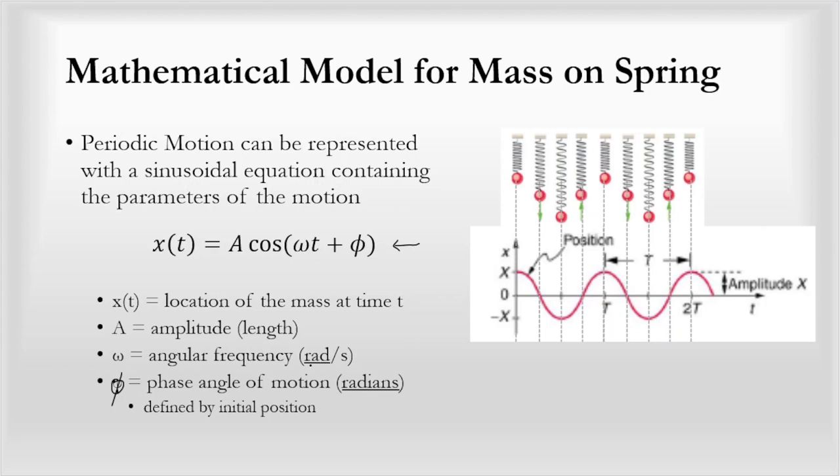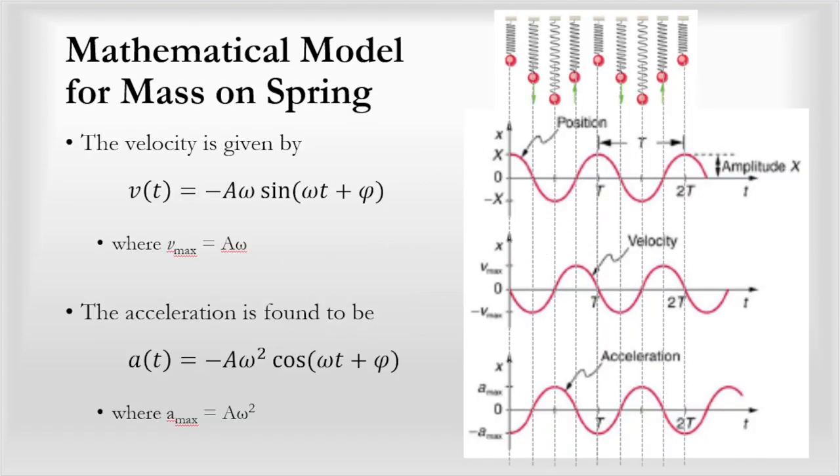We want the angle in radians. We're not going to use degrees in here. So when you're doing calculations and you're trying to find cosine of something with simple harmonic motion, make sure that your calculator is in radians. We need radians in there. Again, we can take the derivative and the second derivative to get the velocity and the acceleration.